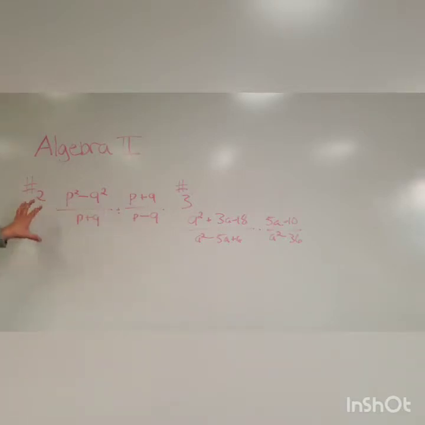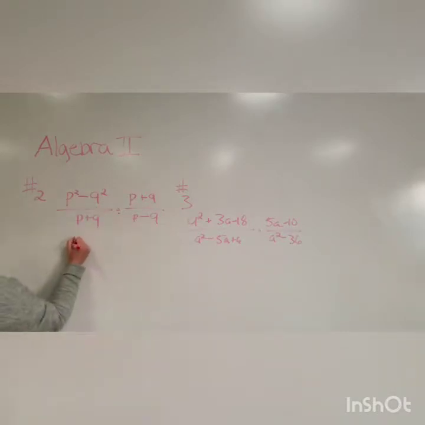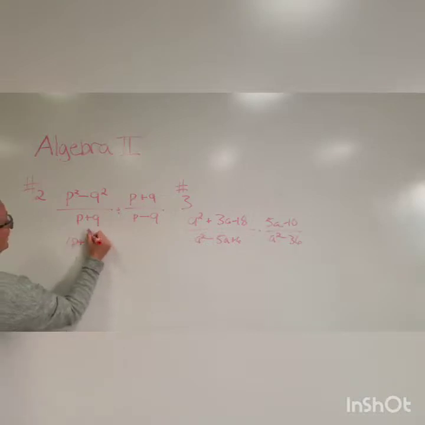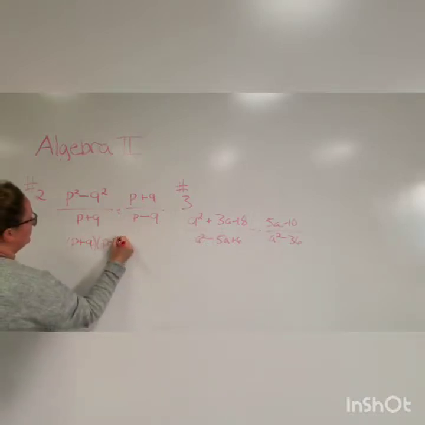This one is a difference of 2 squares. If you can recognize these, it will help you a lot. It's just p squared minus q squared. They both have a square root. It's called the difference of 2 squares. It factors to p plus q and p minus q.